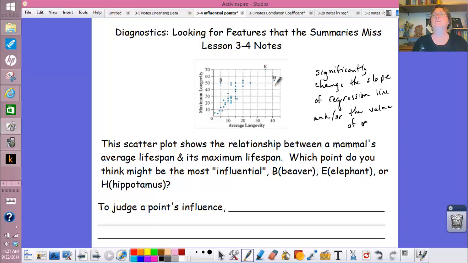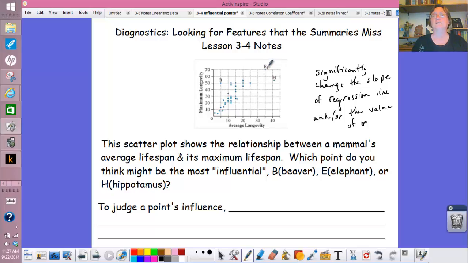The hippo out here, if we were to remove this point, you can see that the slope of the line would get a little bit higher because it won't be dragged down by the hippo point. Likewise, removing the hippo point would also change the correlation and make it a bit stronger. Removing the beaver point, I'm not sure that that would change the slope as significantly. As you can see, there are still 2 points here that are drawing it up and over, so I'm not so sure that I'd call him very influential.